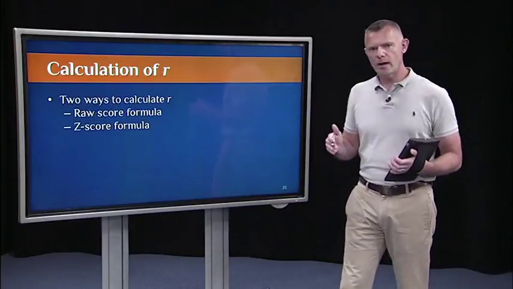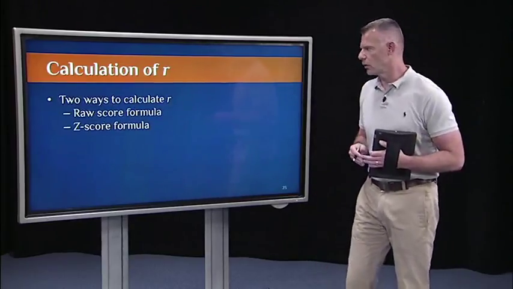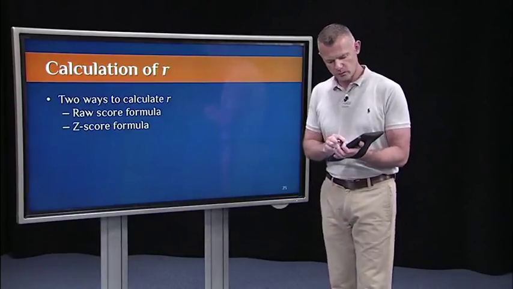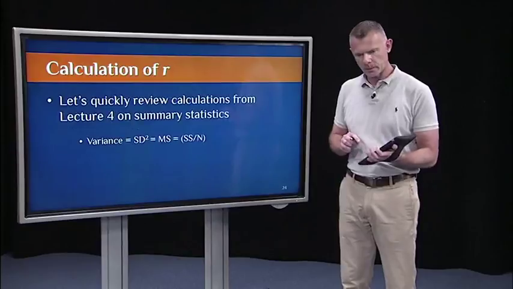And as I mentioned, there are two ways. There's more than two ways. I'm just going to show you two: the raw score formula and the z-score formula. We'll start with the raw score formula.